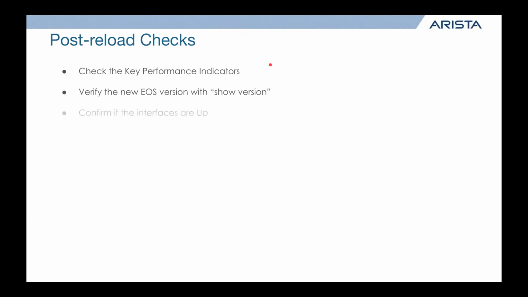Once the upgrade completes, we have these general post-reload checks. The main thing for me has always been check your KPIs, your key performance indicators. Again, if you have critical systems that you're monitoring, you want to make sure they're still reachable and accessible. And the same with your general network health. On the switch, the first thing I always check is show version, just to make sure the upgrade went correctly. If that's wrong, then I know something went wrong in the actual upgrade process.